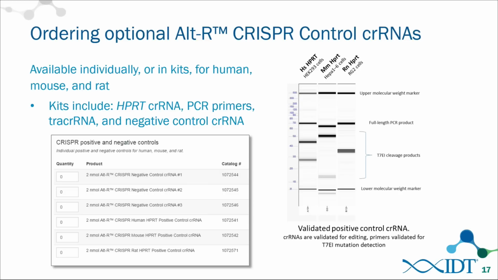The panel at right shows just a representative editing that we see by T7 Endonuclease I cleavage assay for human HPRT in HEK293 cells, mouse HPRT in Hepa1-6 cells, and rat HPRT in RG2 cells, where we see the full-length PCR product in each case is about 700 nucleotides, and we form heteroduplexes to a degree that they're recognized by the T7 Endonuclease and cleaved, and the resulting products are shown there that are quantified and here show validated positive controls for these 3 species.